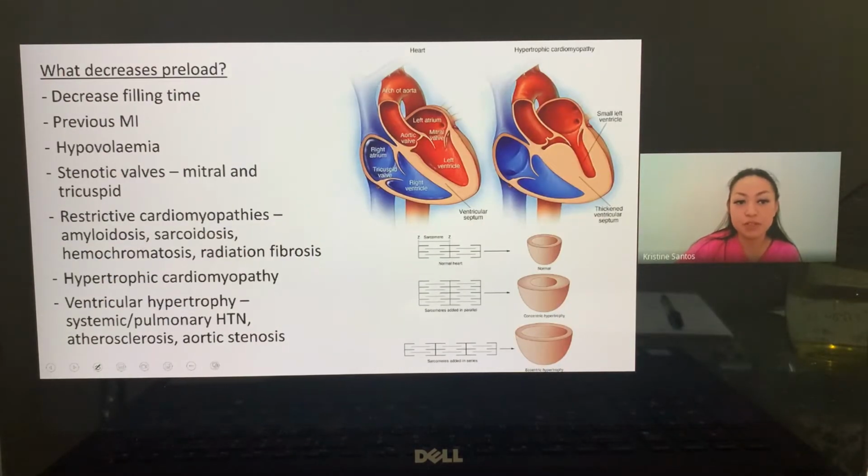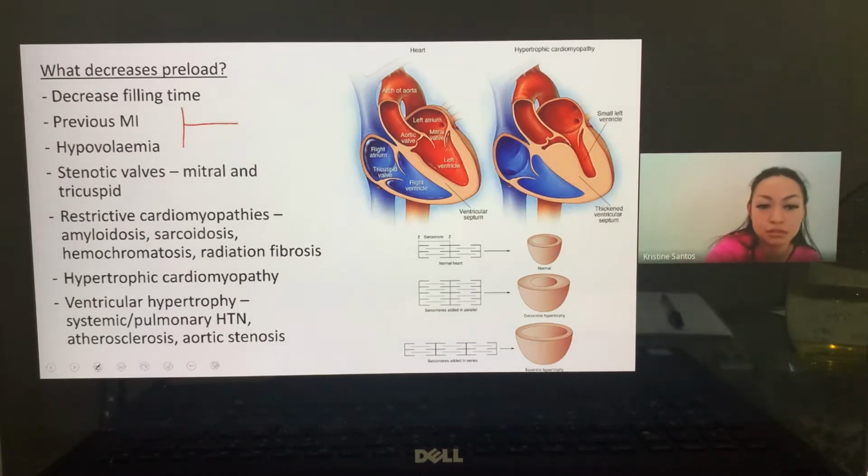So now what decreases preload? There's quite a lot of stuff here. I'll try to explain them. What decreases preload if we decrease our filling time? Recall that I told you that the ventricles get filled during diastole, right? And do you guys know the typical length of a cardiac cycle? What is the typical length of a cardiac cycle?